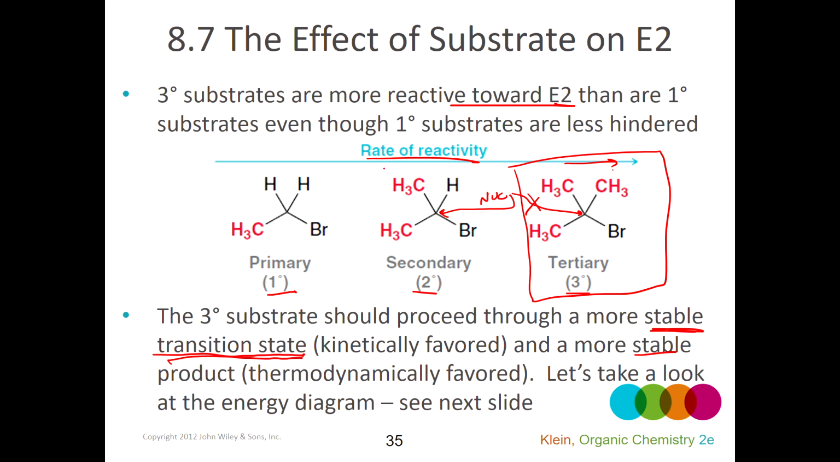That's the key. If we're talking about rates, we're not necessarily talking about thermodynamics. We're talking about kinetics. We're talking about how often is the base going to collide with a beta proton to push electrons in here and push the leaving group out. And it happens more often on a tertiary carbon than on a secondary or a primary. So we want to understand kinetically why that is.